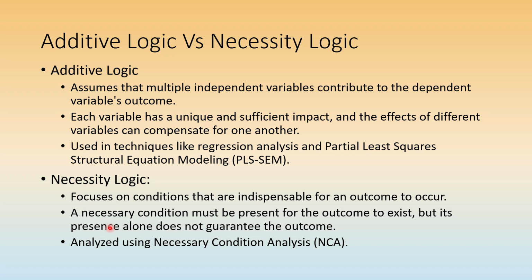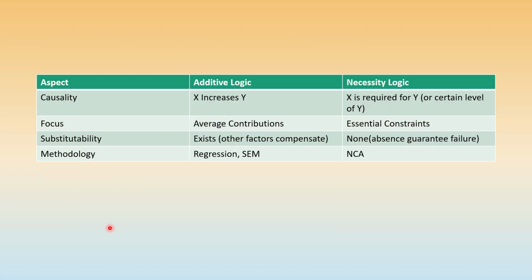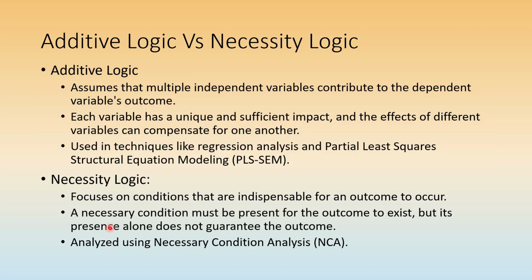What is the difference between additive and necessity logic? Traditionally, when theorizing about the relationship between two or more variables, researchers refer to different causal logics. Most of the time they refer to additive logic. Additive logic assumes that multiple independent variables contribute to the dependent variable's outcome. Each variable has a unique and sufficient impact, and the effects of different variables can compensate for one another. So there can be multiple IVs, and these multiple IVs affect or have influence on the DV.